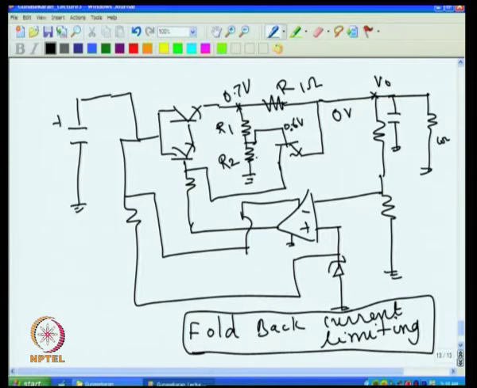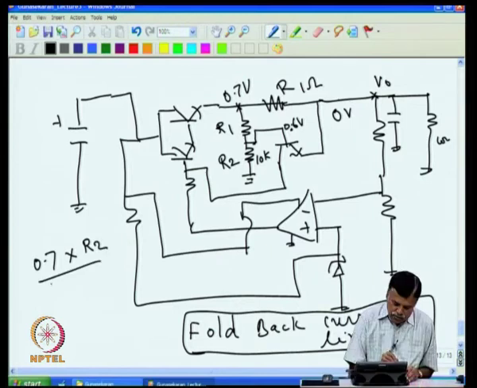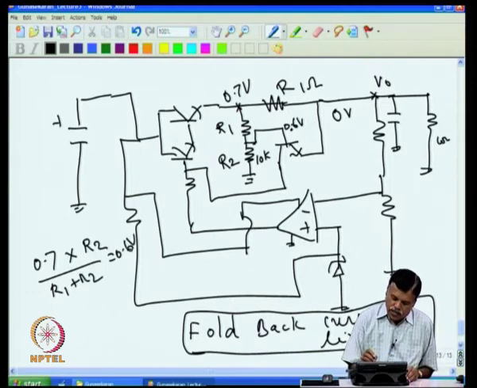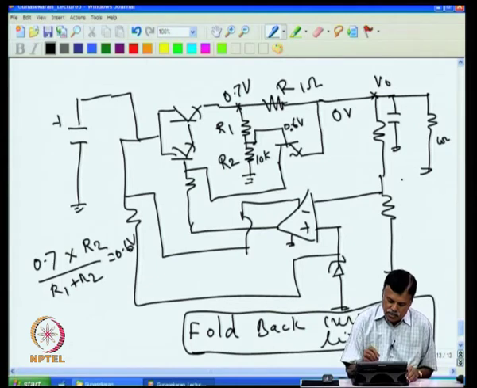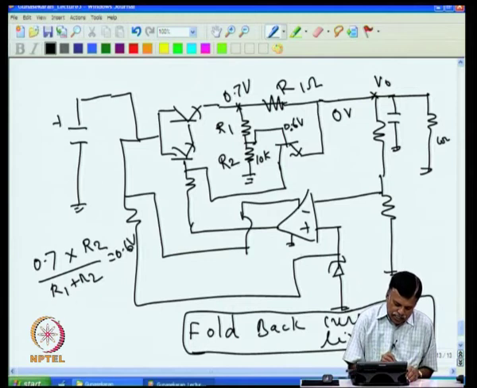For example, if I put here 10K to get 0.7, what is the resistance value of R1 required? So, 0.7 into R2 divided by R1 plus R2 is supposed to be 0.6 volt, because I wanted the current limiting to take place at 0.7 when short circuit occurs. That means I want to limit the current at 0.7 ampere at short circuit. Now, if I take R2 as 10K, then I need 0.7 into 10K divided by R1 plus 10, equal to 0.6.